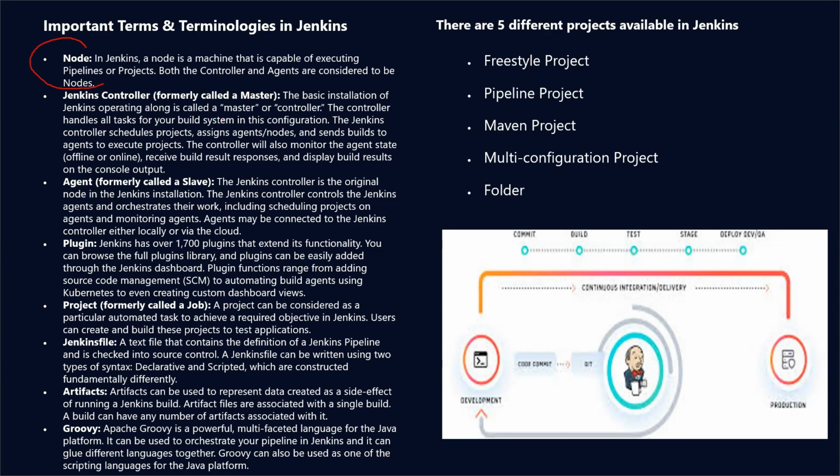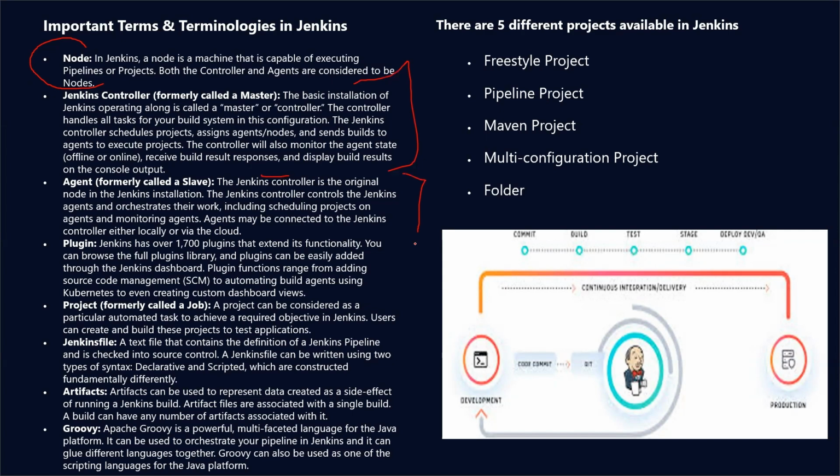What is Jenkins controller? So I told you nodes are two types, like worker node and master node. So Jenkins controller is master node. The basic installation of Jenkins operating alone is called a master. So the controller handles all tasks of your build system in this configuration. So Jenkins controller schedules projects, assigns agents, and sends builds to agents to execute projects. The controller will also monitor the agent's state, receive build result responses, and display build results. Controller is called as master node.